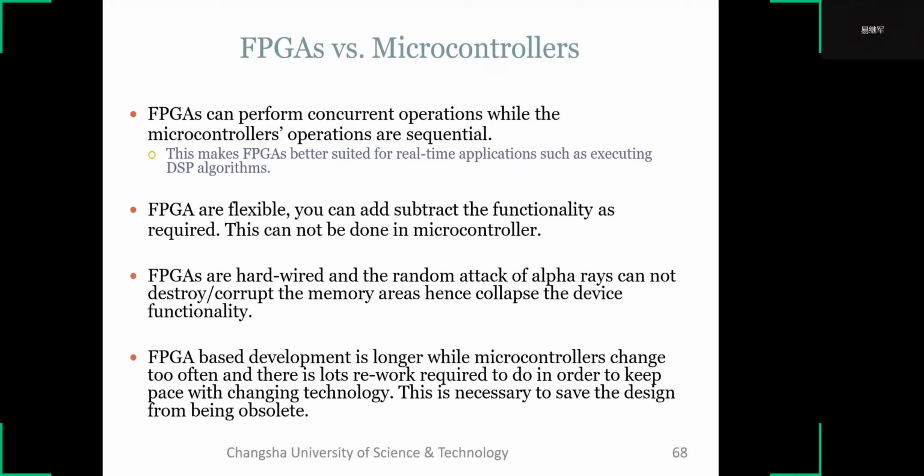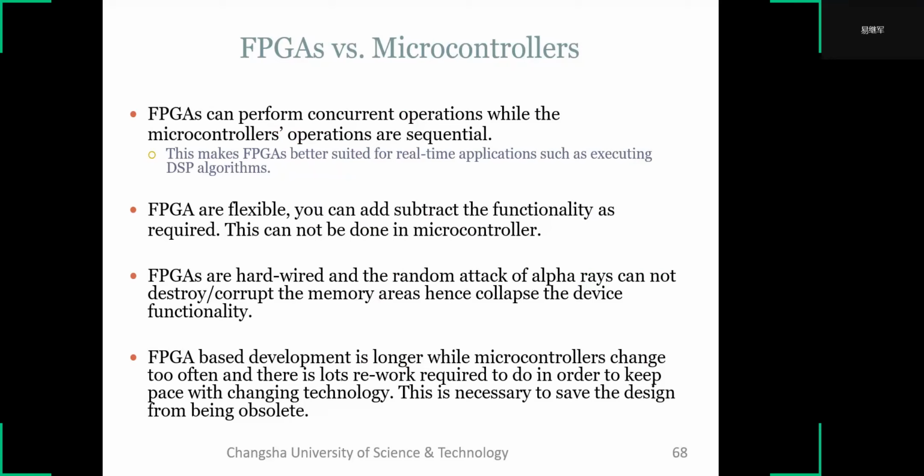FPGAs are flexible. You can add or subtract the functionalities as required. This cannot be done in a microcontroller.